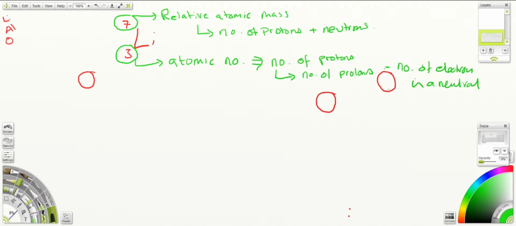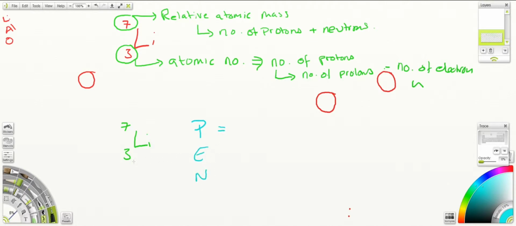Okay, so let's have a look at this, and let's do some maths with this. If I take lithium here, with 7 at the top and 3 at the bottom, I need to work out what I call the PEN number. So how many protons does it have? How many electrons does it have? How many neutrons does it have?